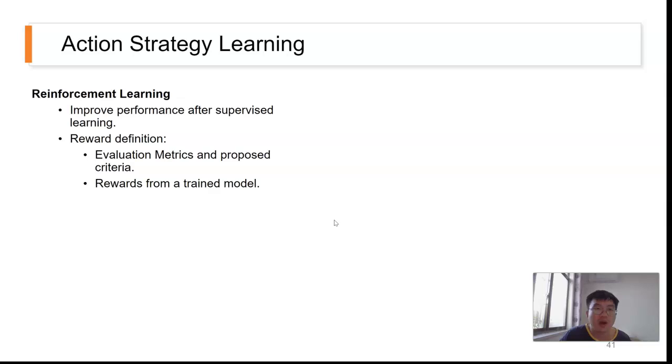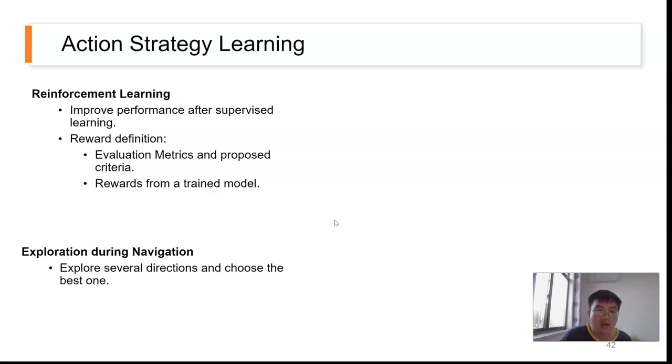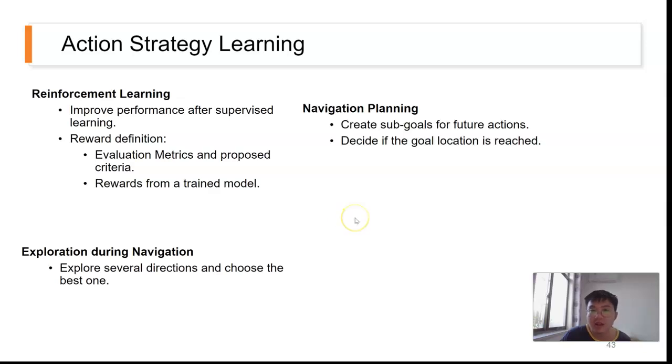A better action strategy will also be helpful. First, reinforcement learning, of course, has been proven useful after the agent is trained with supervised learning. If the agent could explore several directions and choose the best one, it will also improve the performance. Then having better planning about what to do for the next 10 steps would also be helpful. If the agent is able to actively ask for help, then it could gather more information from humans.